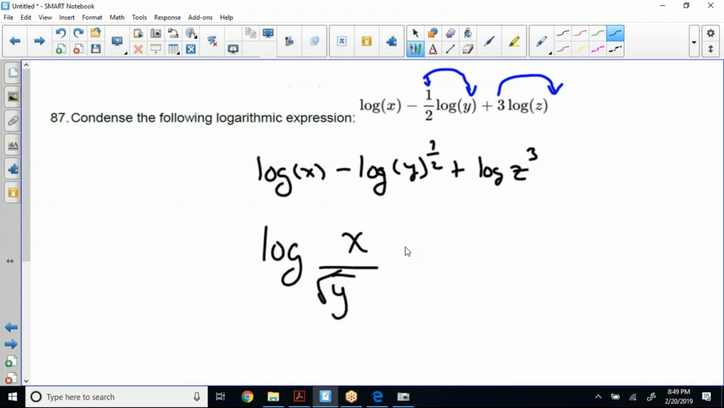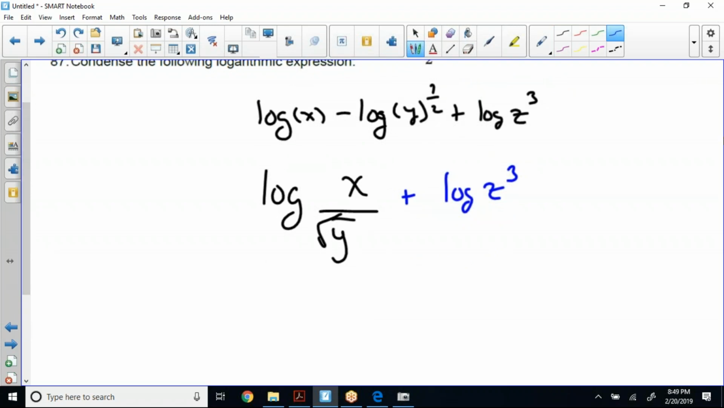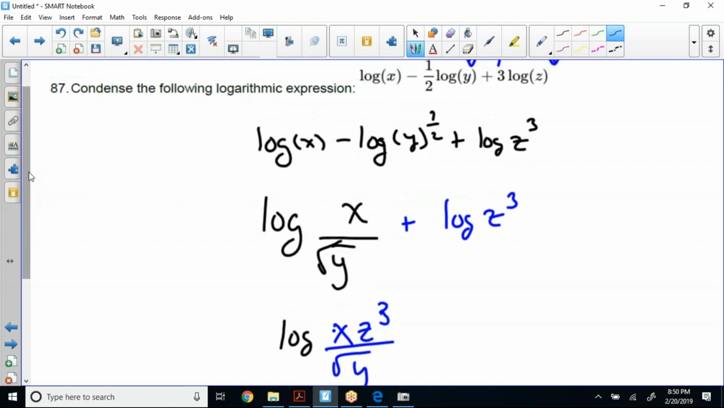Okay, this plus log of z cubed. Let's just break it down like that. Now this becomes log of xz cubed over square root of y. So we put together this part and then brought this down, and then it's a little bit easier to see.